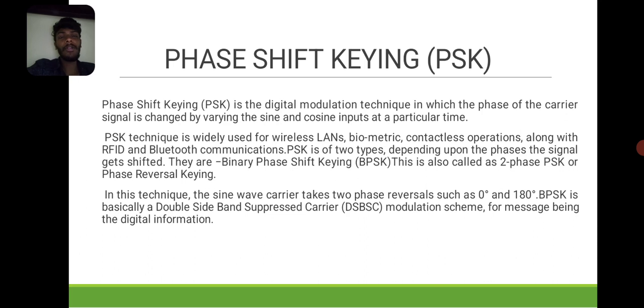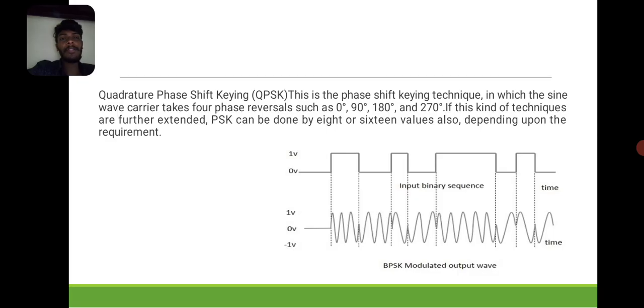In this technique, the sine wave carrier takes two phase reversals such as 0 and 180 degrees. BPSK is basically a double-sideband suppressed carrier modulation scheme for the message being digital information. Quadrature phase shift keying. This is the phase shift keying technique in which the sine wave carrier takes four phase reversals such as 0, 90, 180 and 270. If this kind of technique is further extended, PSK can be done by 8 or 16 values also, depending upon the requirement.